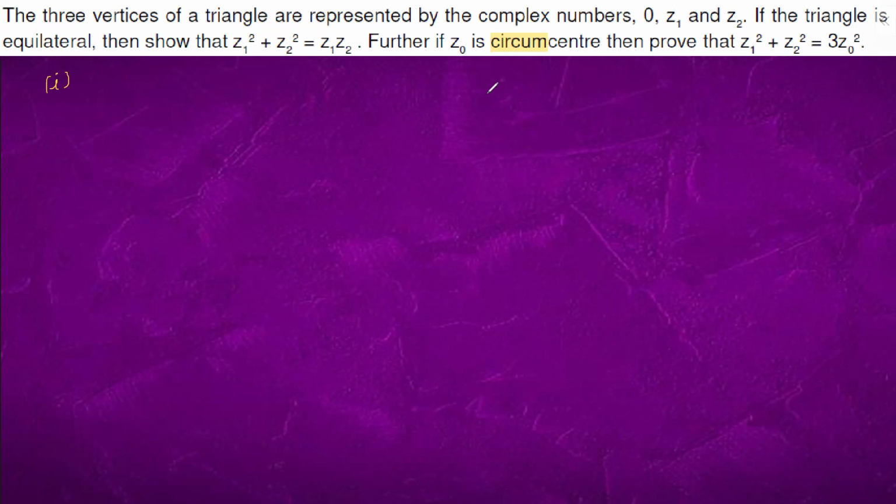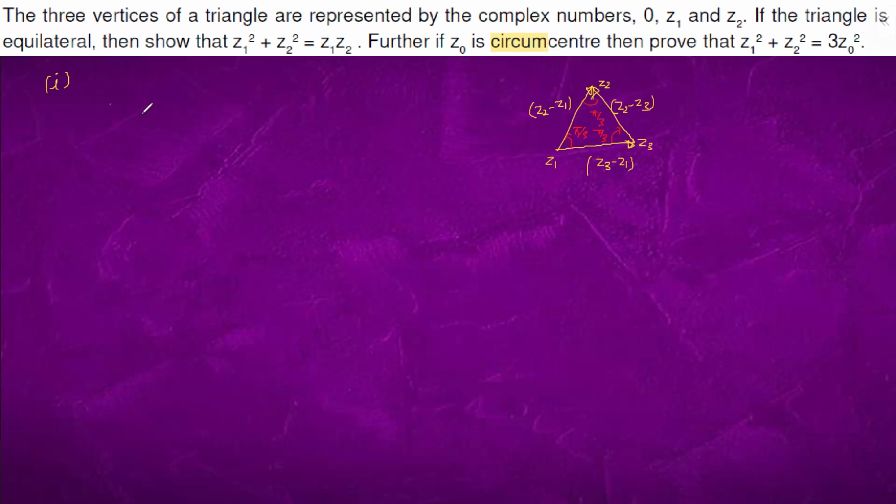So in this question, if we consider an equilateral triangle with vertices z1, z2, z3. If this is the vector, this is z3 minus z1. If this is the vector, this is z2 minus z1. And if we consider this as a vector, this is z2 minus z3, and we know that the angle is pi by 3, the angle is pi by 3, the angle is pi by 3.